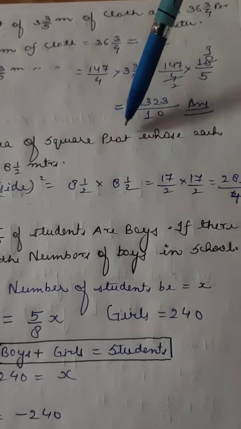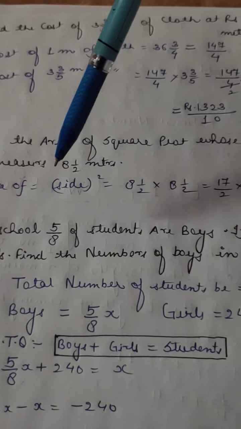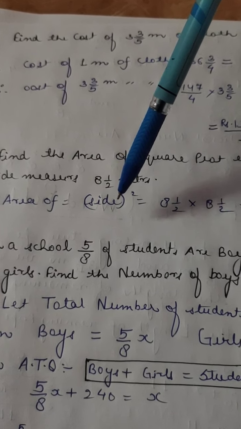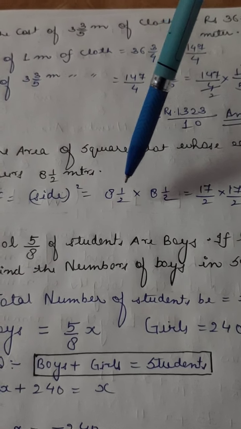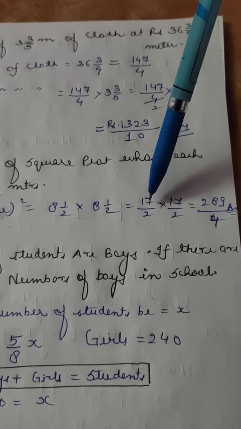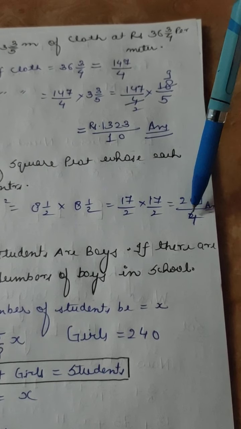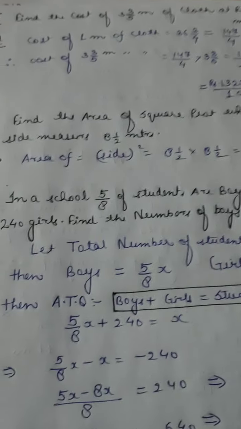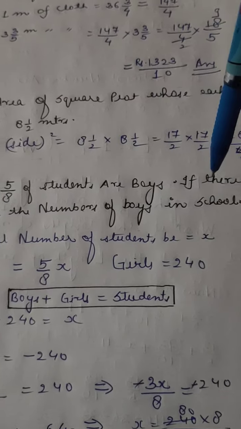Find the area of a square plot whose each side measures 8 1 by 2 meters. You have to find the area of a square. You know the formula for area of a square is side square. One side is given, so we multiply the side 2 times. 8 1 by 2 multiplied by 8 1 by 2, converting this into normal fraction, we get 17 by 2 multiplied by 17 by 2, and the answer is 289 by 4. So the required area is 289 by 4.